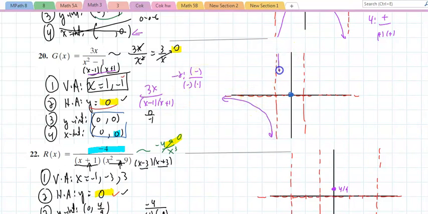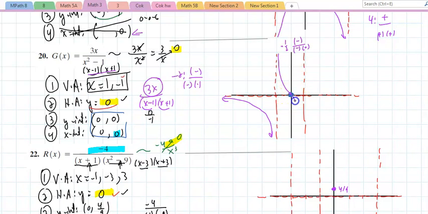Does the graph look like this? Or does the graph look like this? I'm going to pick -1/2. 3 times -1/2 is negative. -1/2 minus 1 is negative. -1/2 plus 1 is positive. 2 negatives will give a positive. It's right there.